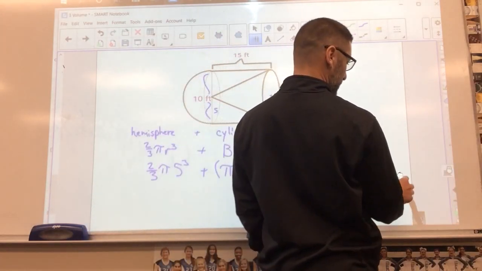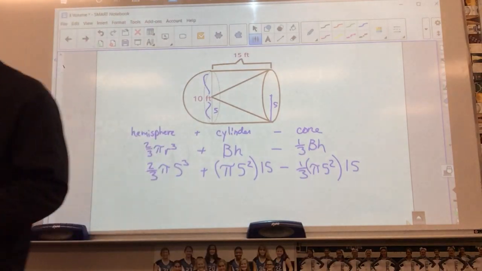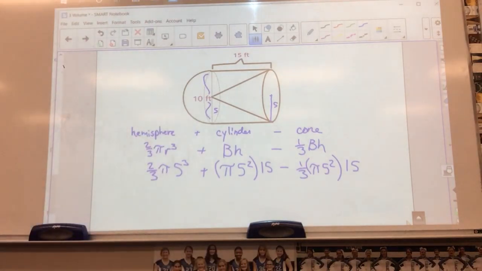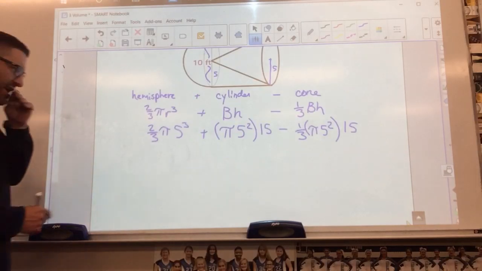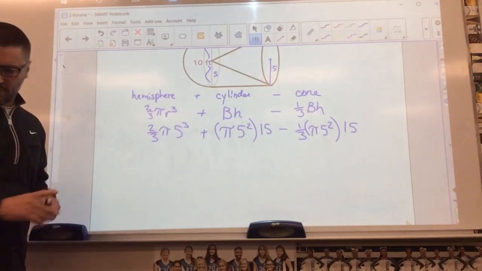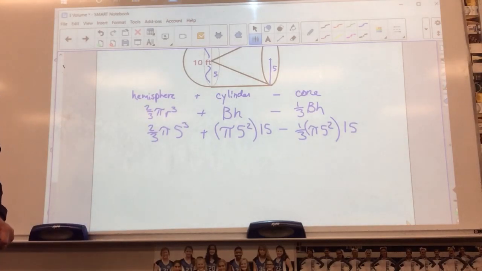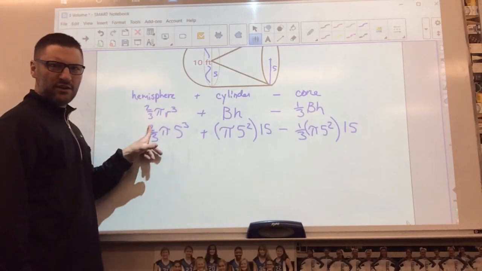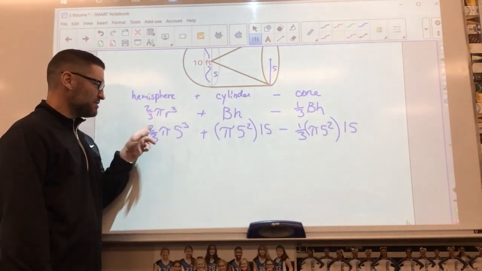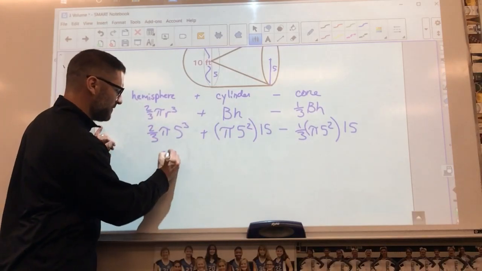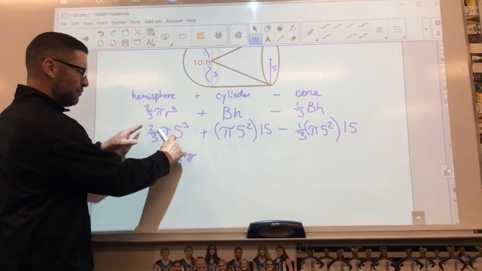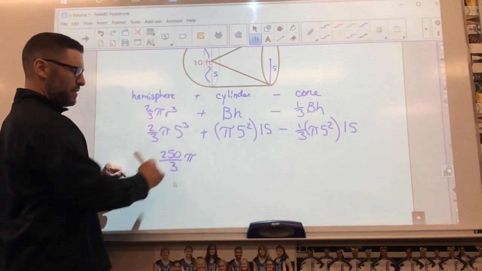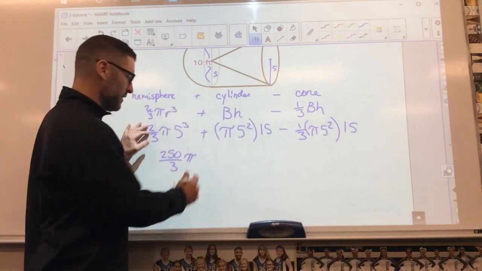And I'm going to see if I can simplify this down without actually hitting any calculator buttons right away. Maybe we can do some math here and get an exact answer. So I have 2/3 times 5 cubed. 5 cubed is 125. And then I'm going to multiply it by the 2. 125 times 2 is 250. And then I got 250 over 3 and a pi. I put that together and got 250 over 3 pi. That's the exact volume of the hemisphere.